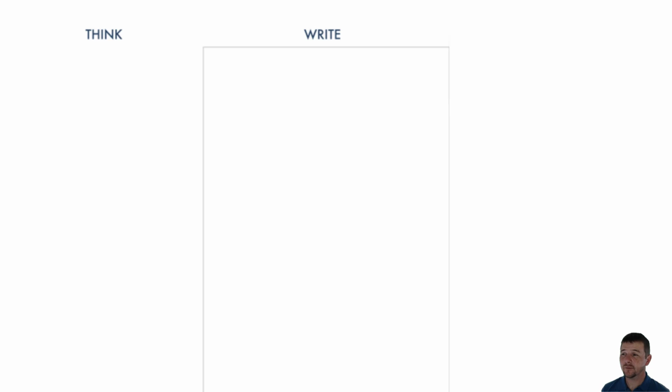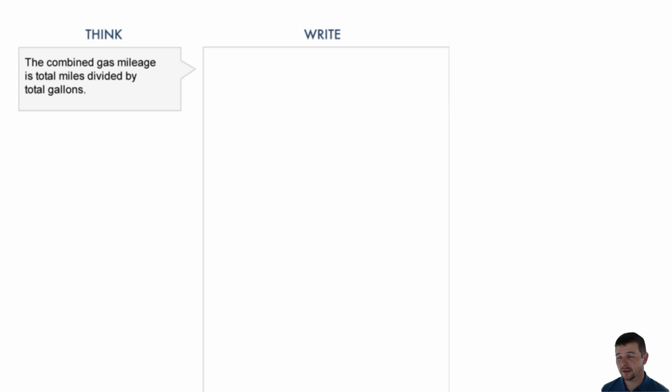Consider what you might think on the left and what you may write on the right as you work through this problem. First think, the combined gas mileage is total miles divided by total gallons. So in this case, the combined miles per gallon, which we'll write on the right, would be SUV miles plus hybrid miles over SUV gallons plus hybrid gallons.